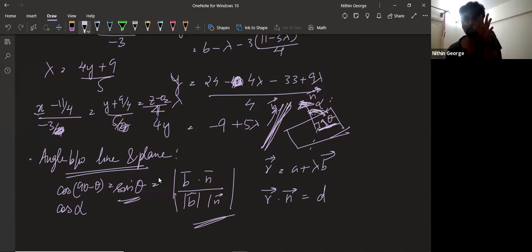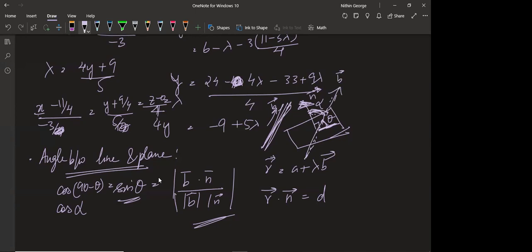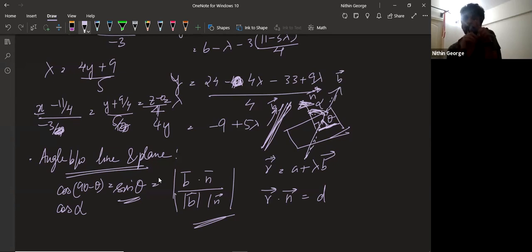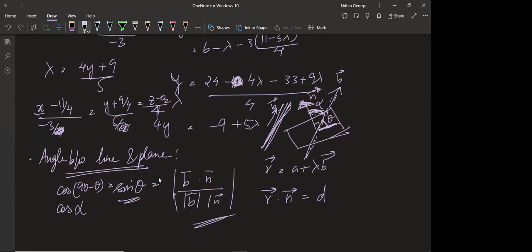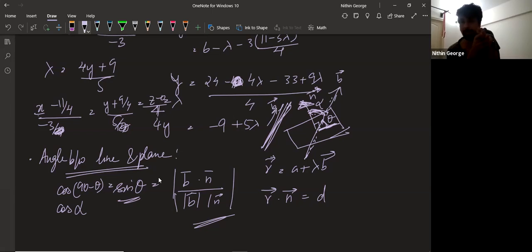No. Alpha is the angle between the B vector, so I am drawing the B vector here. Sir, this is the parallel vector to the line. Is alpha perpendicular to the plane? No, alpha is the angle between the parallel vector to the line and the normal vector to the plane.